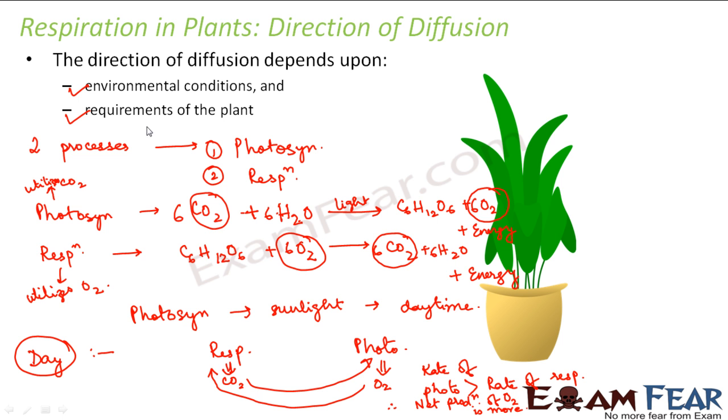So during the daytime, photosynthesis will produce more oxygen than required by respiration. Whatever is required by respiration will be utilized, but the remaining amount of oxygen will be thrown out. So overall, if you look at the two processes during daytime, carbon dioxide will be taken in and oxygen will be given out. So plants will take in carbon dioxide and give out oxygen. That is what happens at daytime.